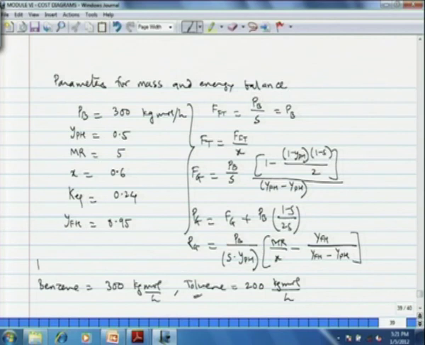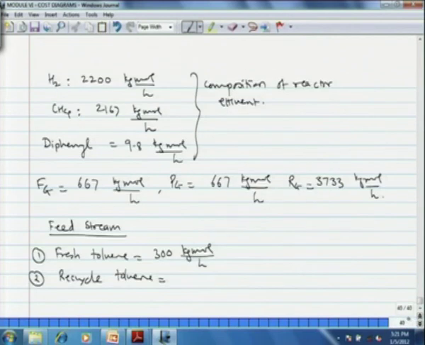Okay, this is the reactor outlet composition that we had listed before. Now we are writing the reactor inlet composition or the feed streams. Recycled toluene, 200 kg mole per hour. Then fresh hydrogen, that will be 0.95 times the fresh gas, 633 kg mole per hour.